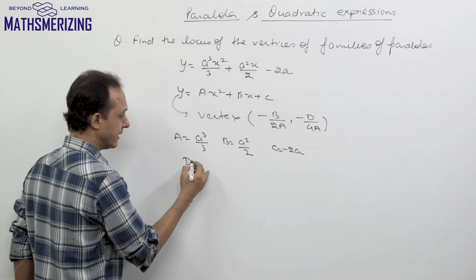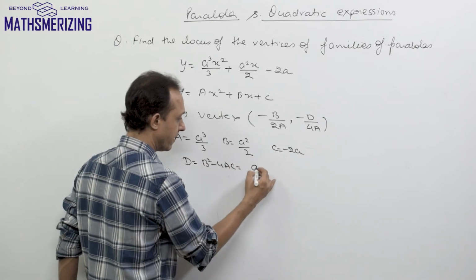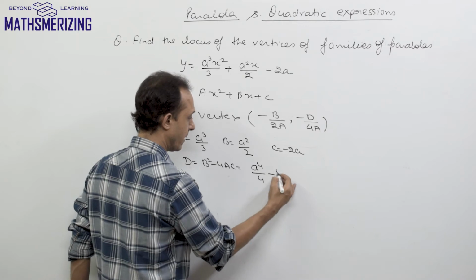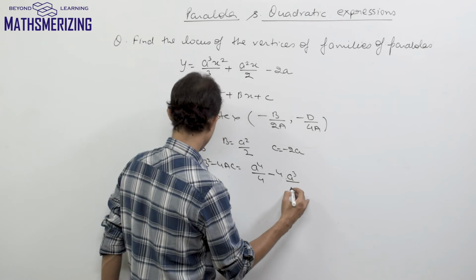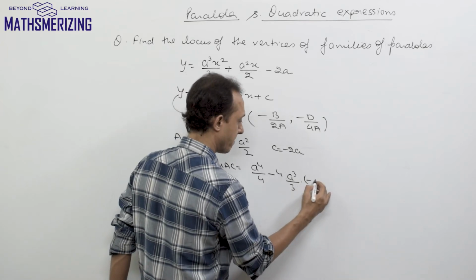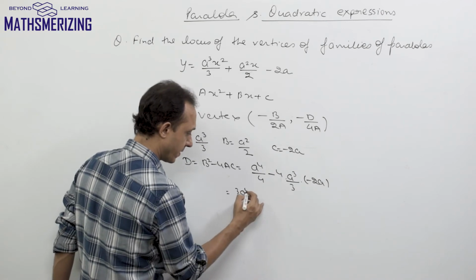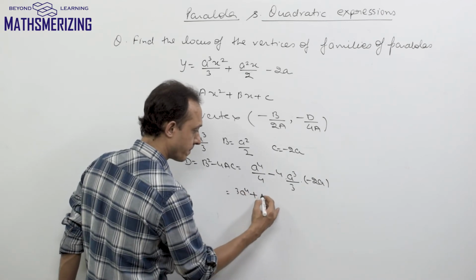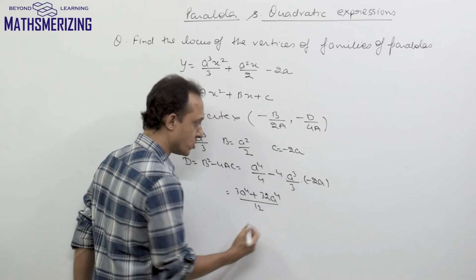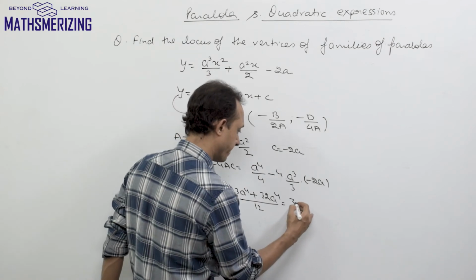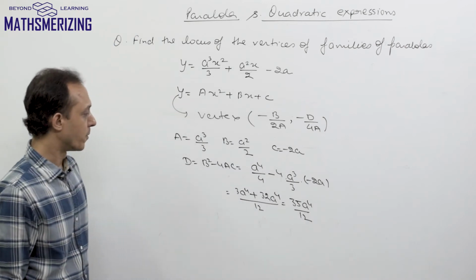So we'll find D is b square minus 4ac. So there'll be a to the power 4 upon 4, and then minus 4 into what's a? a is a cube upon 3 and then minus 2a. So we'll get 3a to the power 4 plus 32a to the power 4 upon 12. That should be 35a to the power 4 upon 12.